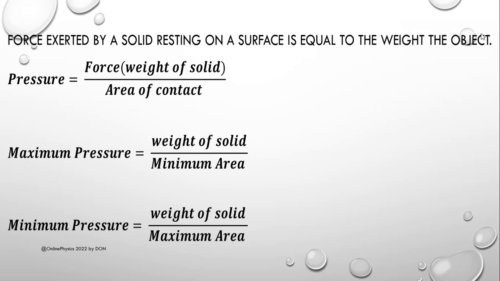To start with, we talk about maximum pressure. Maximum pressure is experienced when the area in contact is minimum. Therefore, we have our formula being weight of solid divided by the minimum area. Then, if we talk about minimum pressure, pressure is minimum when the area in contact is maximum. Therefore, our formula becomes weight of the solid divided by the maximum area.